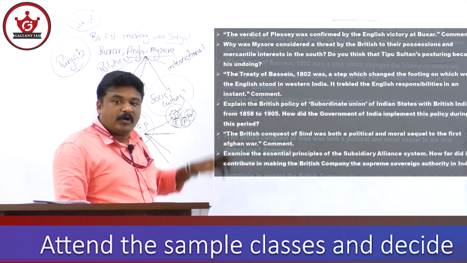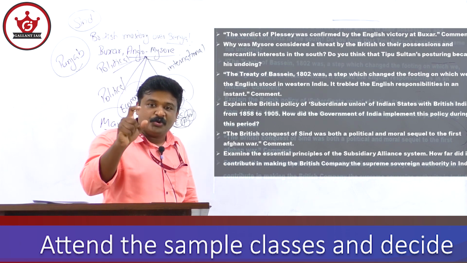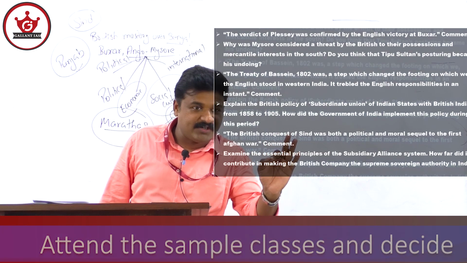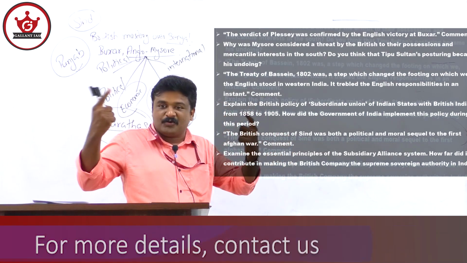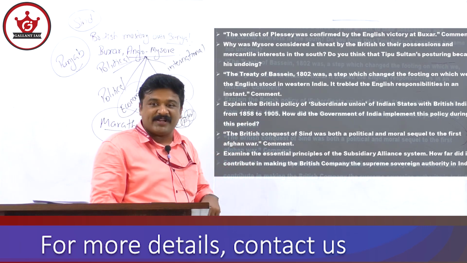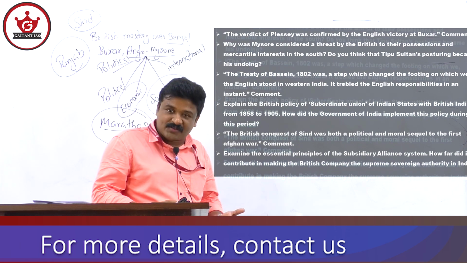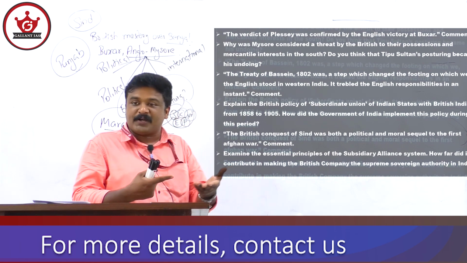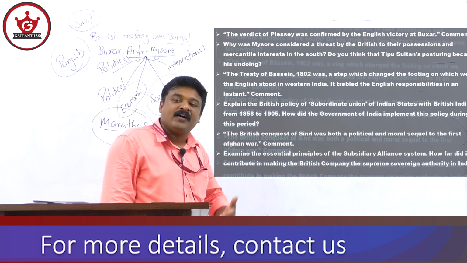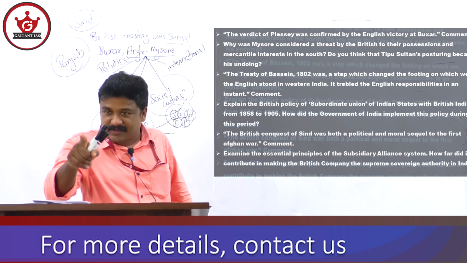Now, British policy of subordinate union. Have you ever tried to distinguish subordinate union from subordinate isolation? Then there is the policy of ring fence, the doctrine of lapse, subsidiary alliance, different British colonial imperial policies. These are diplomatic policies, and they are part of the conquest and consolidation of building the British Indian Empire here. Am I right? Yes.